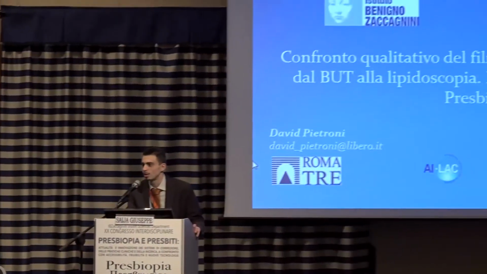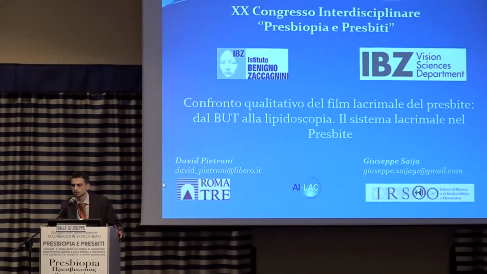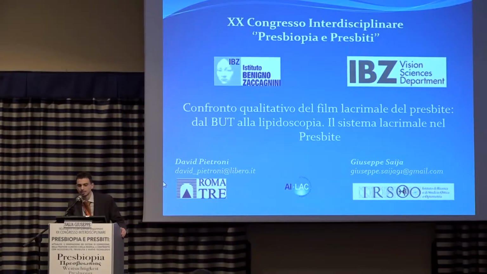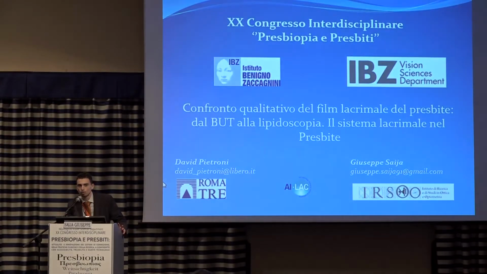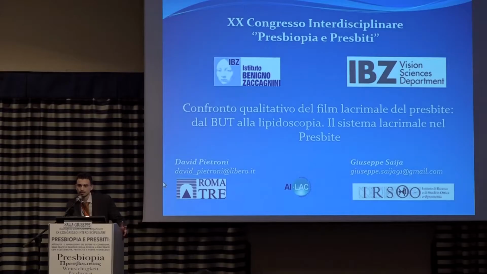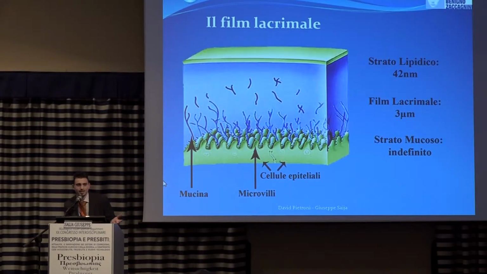As Laura said, this is a study I carried out with my colleague David, and it's about a quality comparison of the tear film between presbyopes and non-presbyopes. As you know, the tear film is a highly specialized structure that covers the limbal, the palpebral conjunctiva and the cornea. It's a three-lamina structure with a lipid layer, an aqueous layer, and a mucous layer.